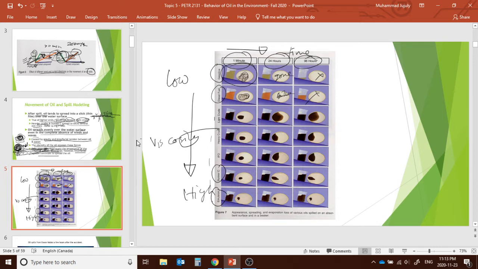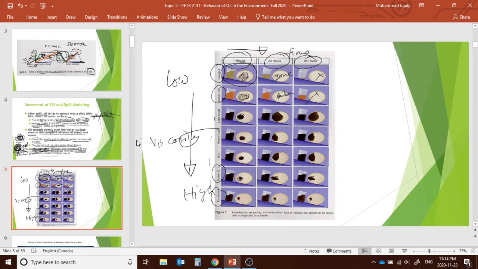Light crude oil, you see the spreading area is only this much after 1 minute, but after 24 hours it expands, and after 96 hours, not much. If you see the bunker fuel, this is after 1 minute, this is after 24 hours, and this is after 96 hours. So this is a very, very important illustration.